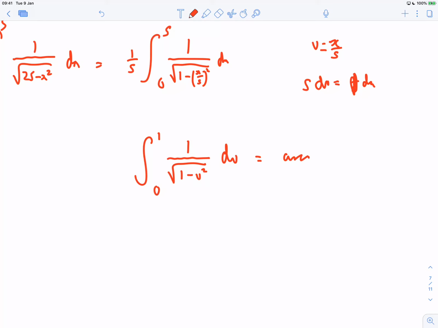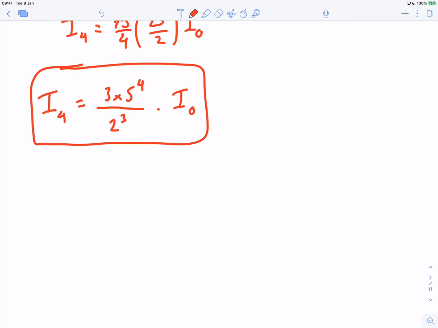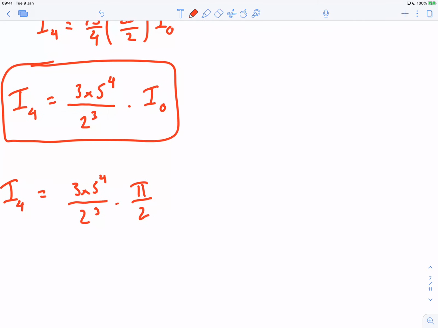this integrates to arcsine of u between 1 and 0, and arcsine of 1 is pi over 2, minus arcsine of 0 is 0, so that answer is pi over 2. So now all I need to do is say that I4 is 3 times 5 to the 4 over 2 cubed times pi over 2.